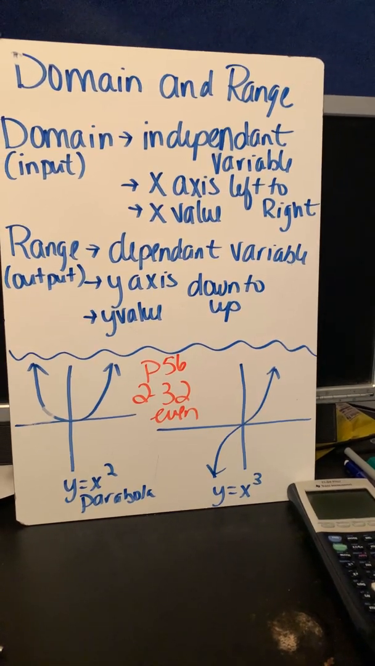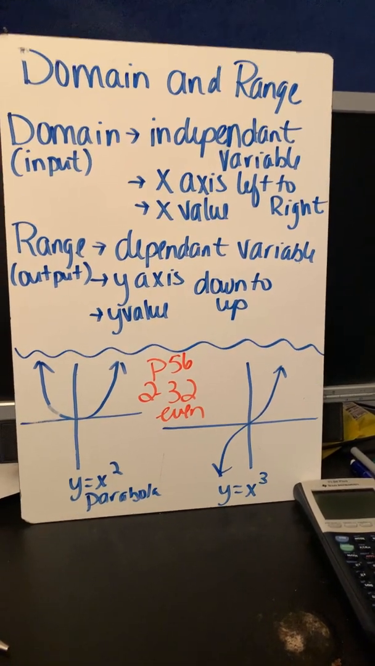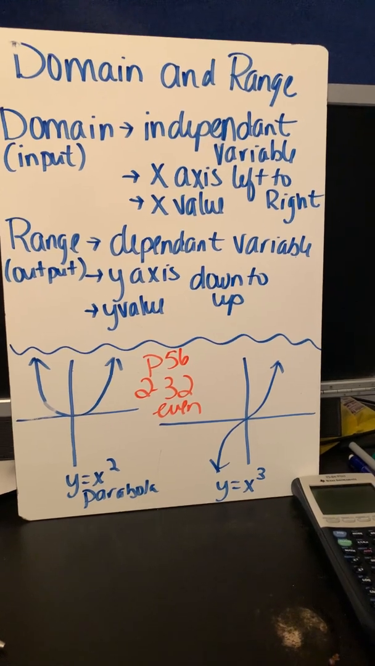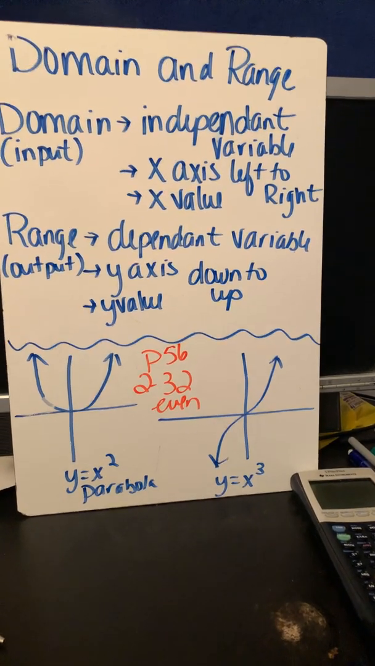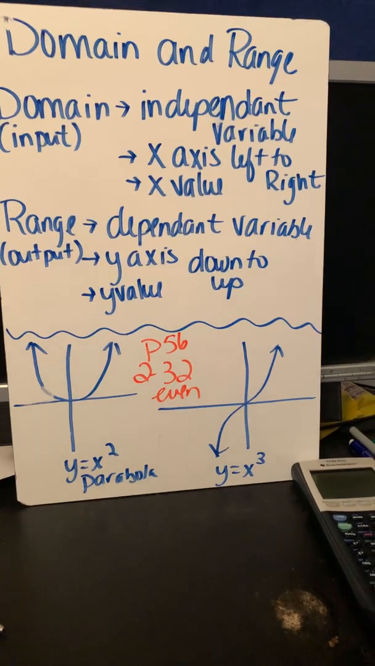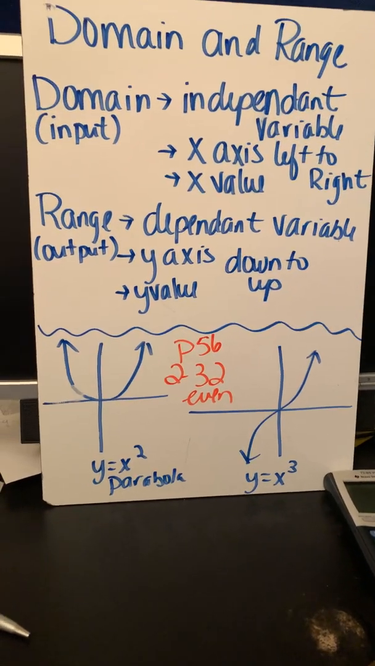Range is your dependent variable. It's your output. It lies on the y-axis. It is your y value. You always go down to up. So those are the definitions of domain and range.